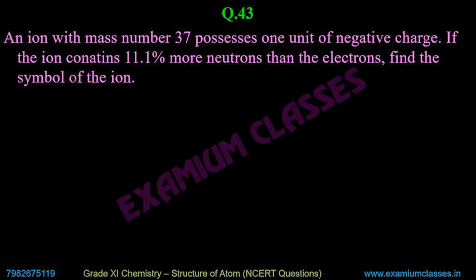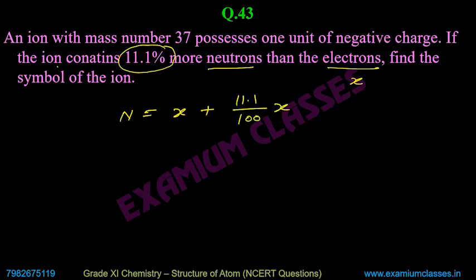Now come to here. If the ion contains 11.1% more neutrons than electrons, you will assume electrons as X. So the number of neutrons you can write as electrons plus 11.1% of electrons.